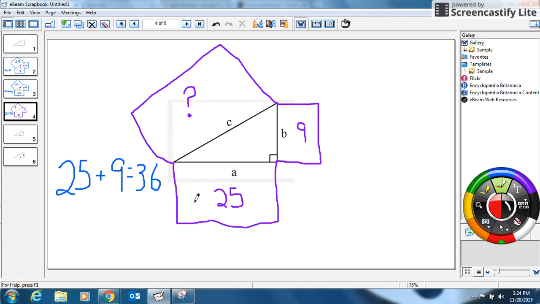So if I wanted to know what is the length of A here, well, I would just go like this. What's the square root of 25? Oh, I know, that's 5. What if I want to know the length of B here? Area is 9. I know the square root of 9 is 3. And I just figured out that this is 36, and the square root of 36 is 6. So I just figured out the side lengths of my right triangle by using Pythagorean's theorem.